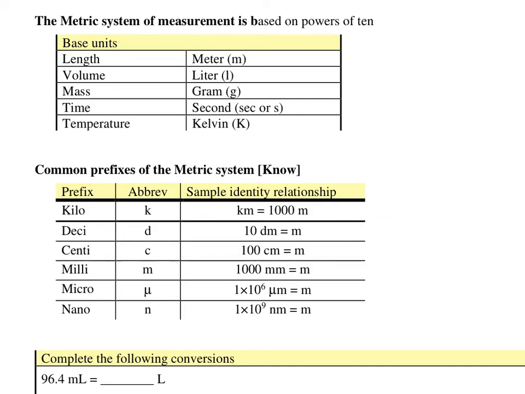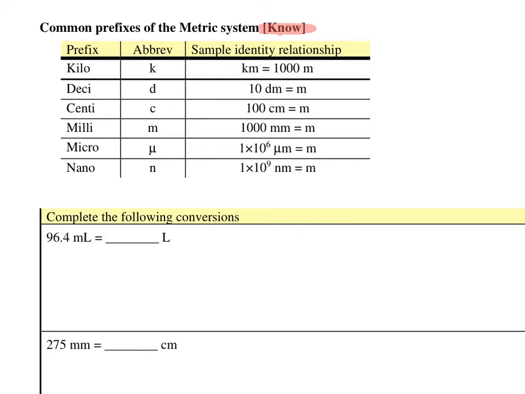The sciences use a metric system of units because it makes calculations very, very convenient. All you're doing is moving decimal points. These most common prefixes are the ones that you're responsible for knowing in this chemistry course.